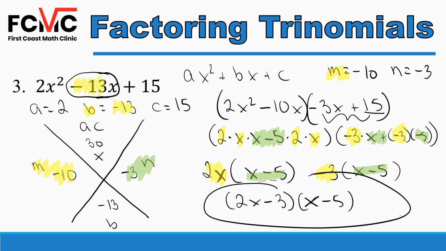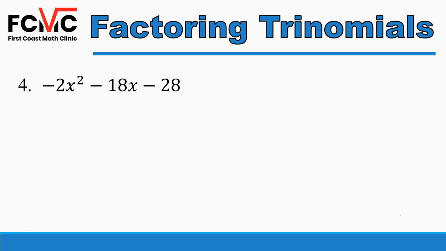All right, let's go on and do one more example of factoring trinomials where our a value is not equal to 1. So for number 4, we've got negative 2x squared minus 18x minus 28. So we've got ax squared plus bx plus c, and we want to find m and n to start. So a is negative 2, b is negative 18, and c is negative 28.